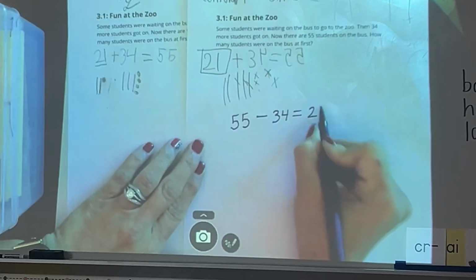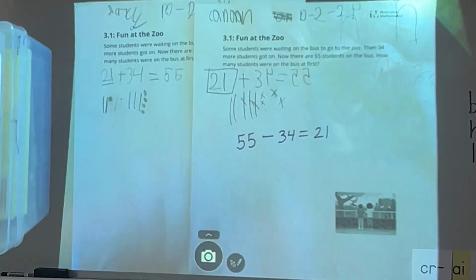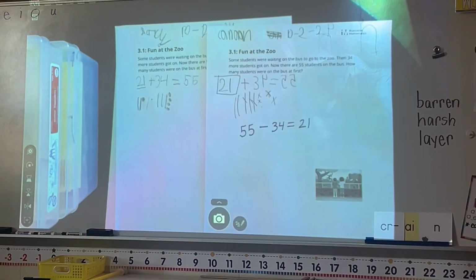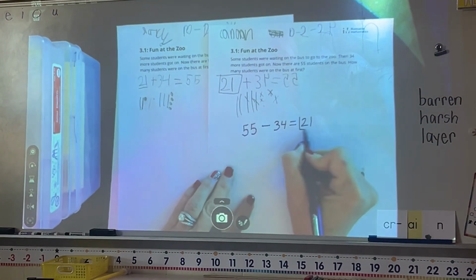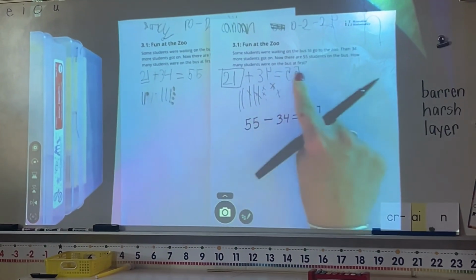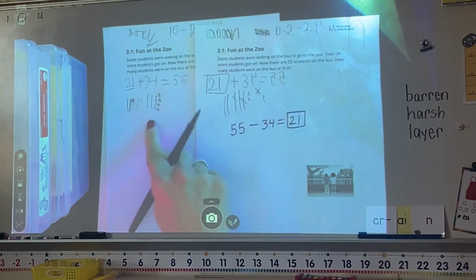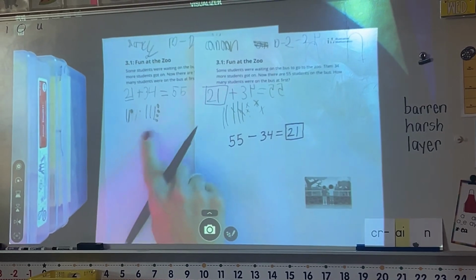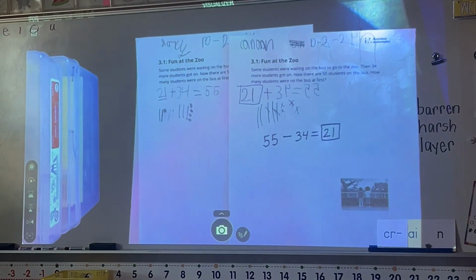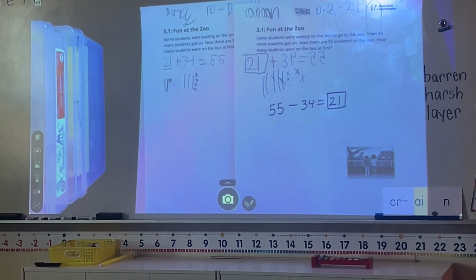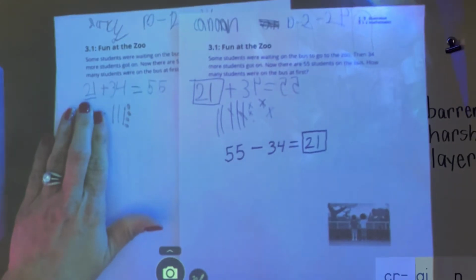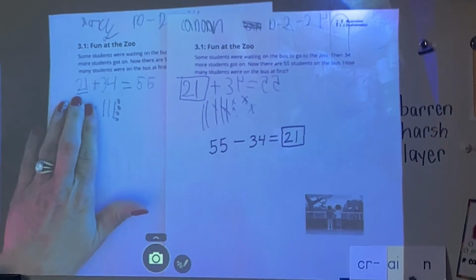21. So how many kids were waiting on the bus before the others got on? 21 kids were waiting on the bus. Now, he used subtraction. He wrote it down like this. This is what he did. What did Darcy do? Darcy, did you take any off? What'd you do, Darcy? I put 34. Okay, can I cover this up? Is that okay? All right, why'd you start with 34?